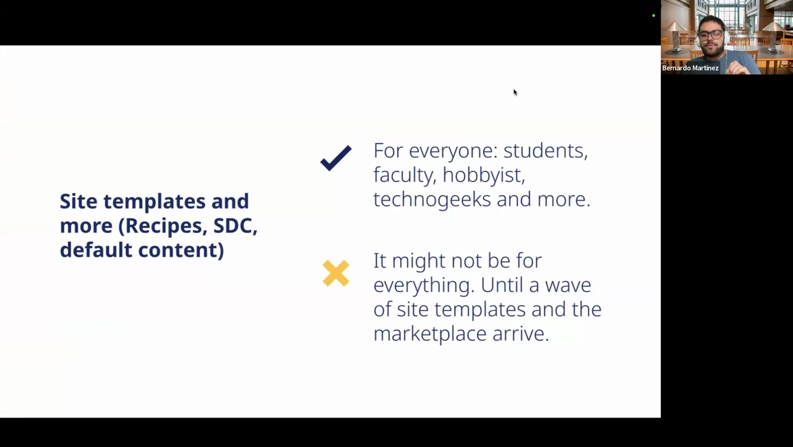Why? Because recipes let you add configuration in a repeatable manner. So if you need to configure a content type or a type of page structured a certain way, you will have it out of the box. SDCs let you share how they're going to look, and default content gives you something to play with. Because if you have recipes and SDCs, but you don't have default content, you have to go through all the variations of a site, and that takes a lot of time.